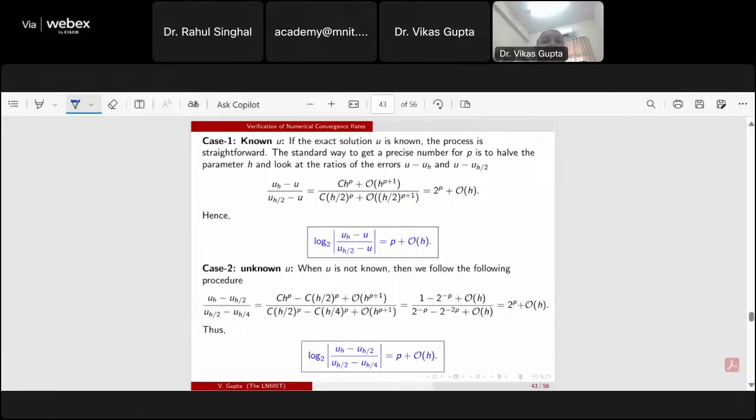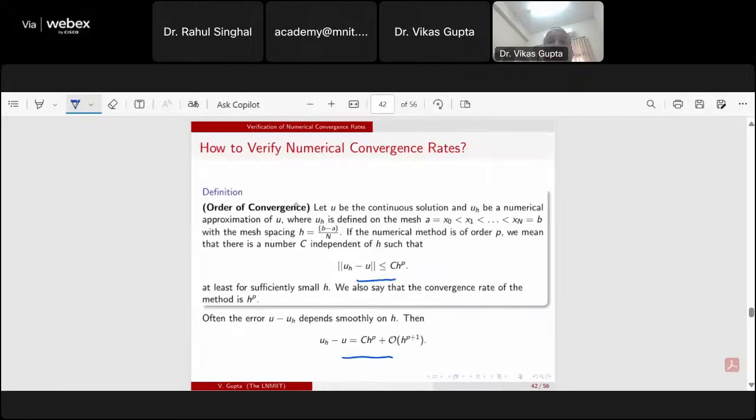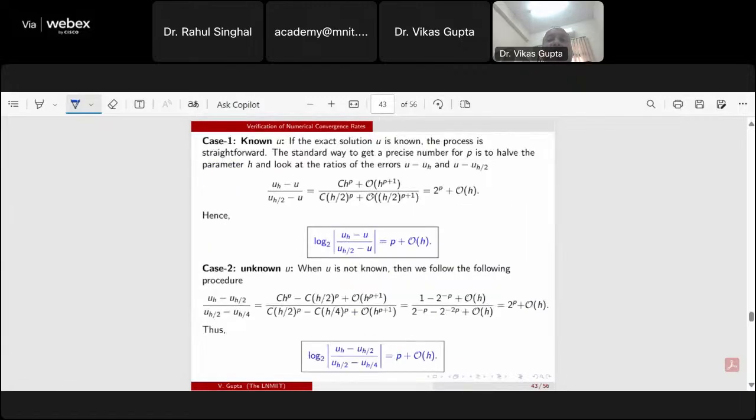So if we know the exact solution, in that case we consider this ratio: uh minus u upon uh by 2 minus u. So uh minus u, by this error relationship, is equal to c h to the power p plus order of h to the power p plus 1, and uh by 2 minus u is equal to c (h by 2) to the power p plus order of h to the power p plus 1. So simplifying it, it is equivalent to 2 to the power p, because c h to the power p will be cancelled out, plus order of h.